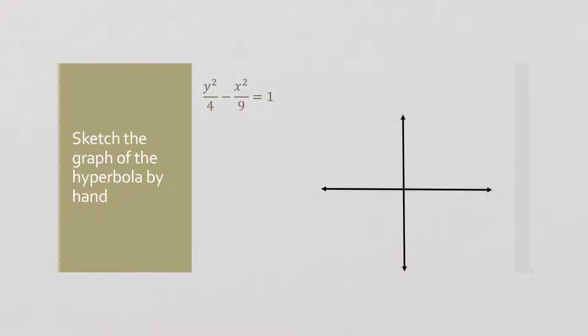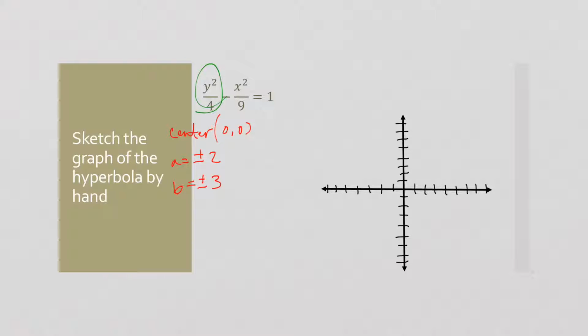So, sketch the graph of this hyperbola. A couple of things you need for your hyperbola. First off, you do need to know your center. In our case, the center is 0, 0. A is plus or minus 2, and B is plus or minus 3. Now remember, A is with the y in this case, because I have a y squared first.